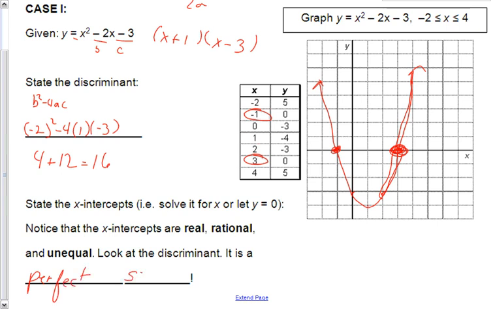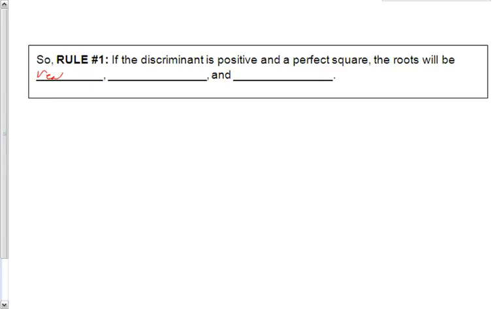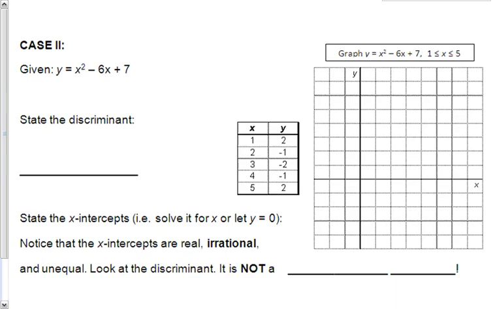Positive perfect squares are real, rational, and unequal. In other words, 2 different roots. The second one is this one.